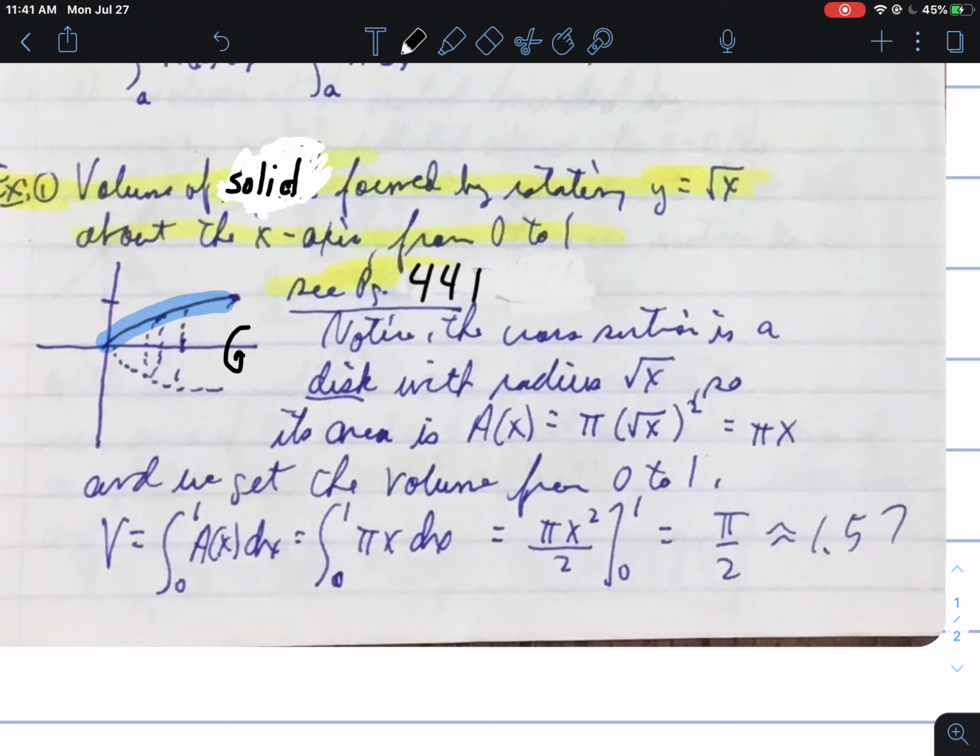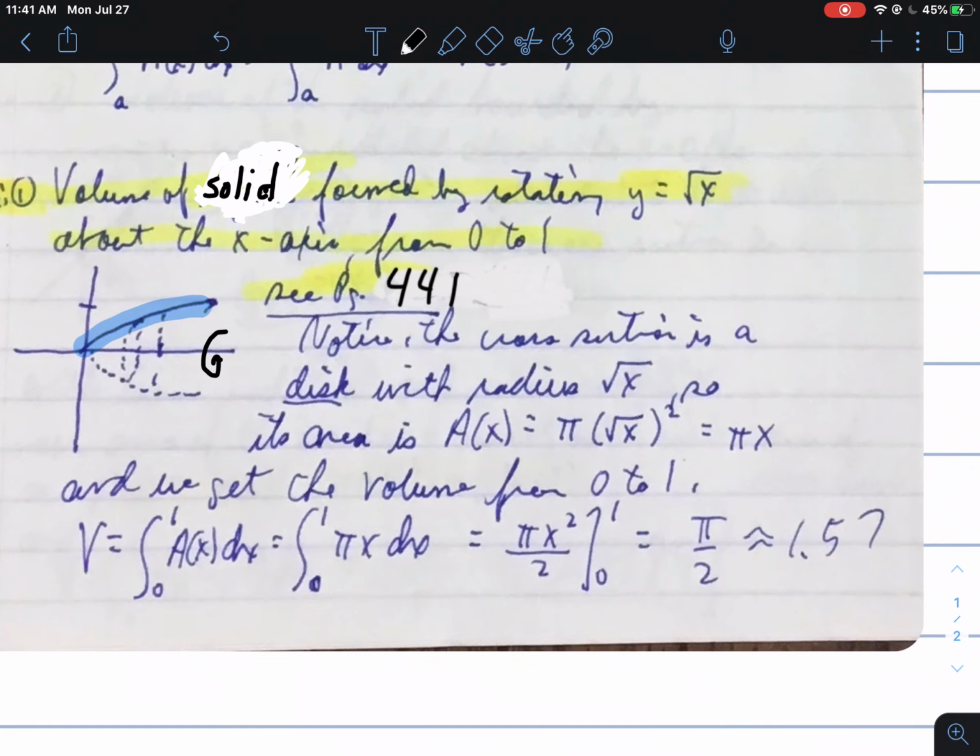And so again, I'm just taking all these slices, they're circular. When we call those cross sections, we don't just call them circles, we call them discs. Okay? So it's a circular disc. That's why we call this the disc method. And the radius of the disc is square root of x, because that is the distance from here to here. Okay? It's a y value, which is square root of x.